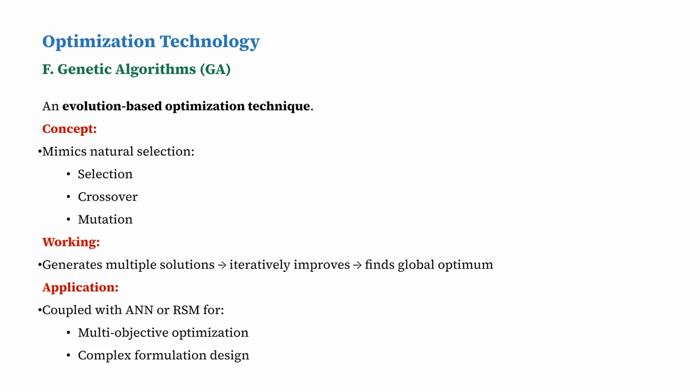Genetic algorithms, or GA, are an evolution-based optimization technique that mimics natural selection through selection, crossover, and mutation. GA works by iteratively improving multiple solutions to find the global optimum. They are often coupled with ANNs, or RSM, for multi-objective optimization and complex formulation design.